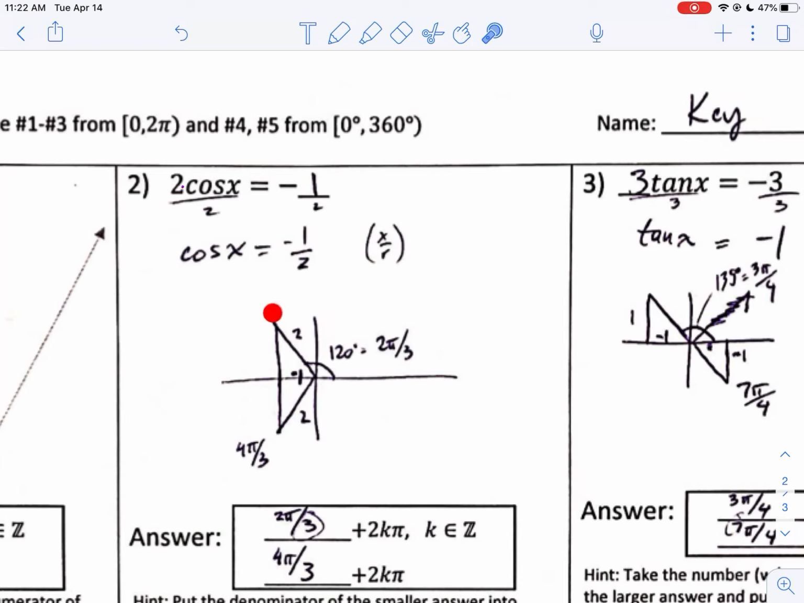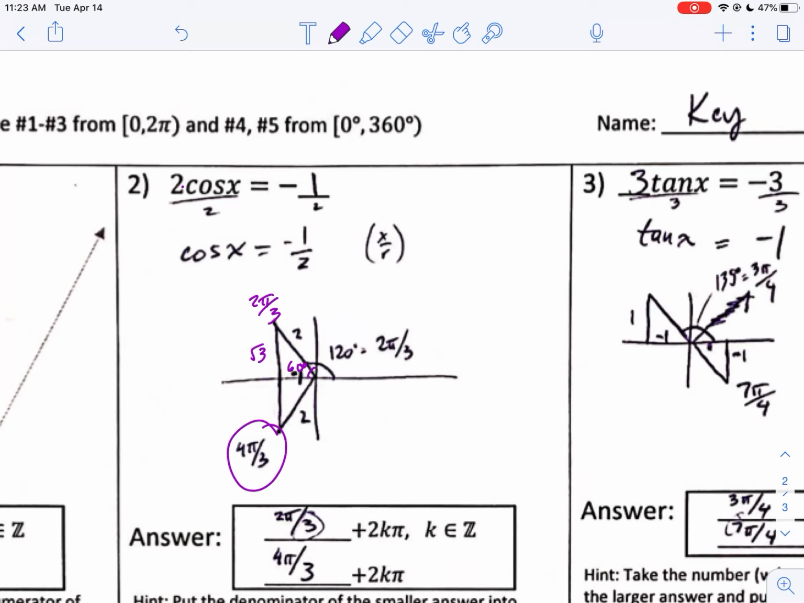So hopefully you're thinking cosine is x over r. Where is x -1 and the radius is 2? So I drew -1 on my x. I made my radius 2. Hopefully you're realizing this is a 30, 60, 90 triangle, right? This is the square root of 3. And so if this is 60 degrees here, then this is 120, which gives me 2 pi over 3. So I've got 2 pi over 3.